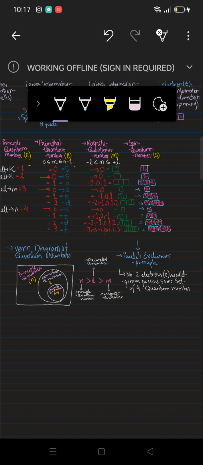If there are two electrons, one would be spinning clockwise and the other anti-clockwise. So two electrons can have the same set of three quantum numbers, but not the fourth one, because their spinning would always be different. This is what Pauli's exclusion principle told us. In the next video we're going to start electronic configuration, which is the very last subtopic of this chapter.